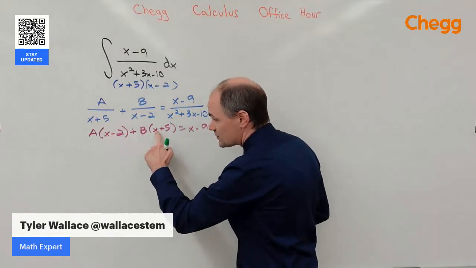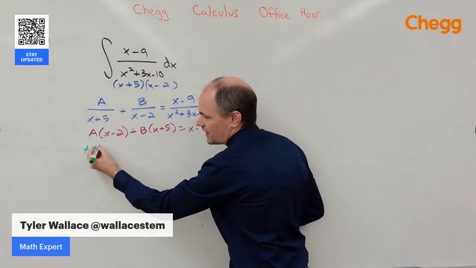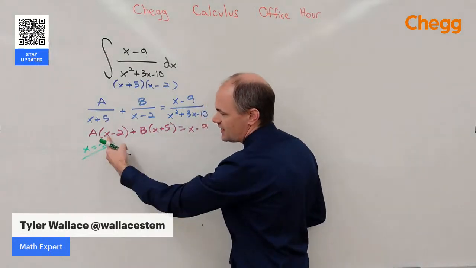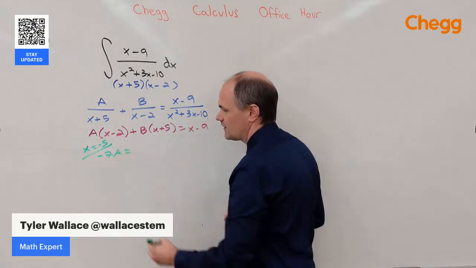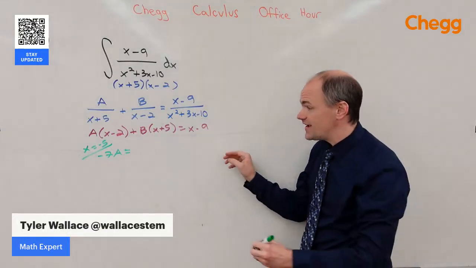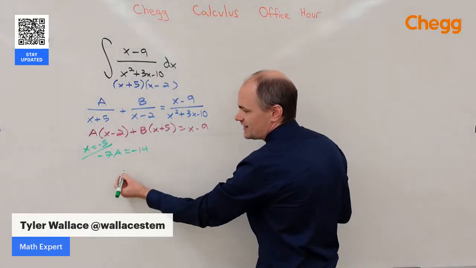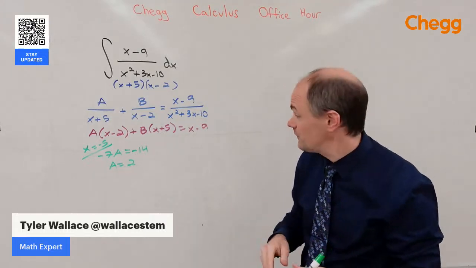For example, if x was negative 5, this would all go to 0. So let's look at what happens when x is negative 5. Negative 5 minus 2 is negative 7 times A equals, because this term went to 0, negative 5 minus 9, which is negative 14. Dividing by negative 7, I now know that A is equal to 2.